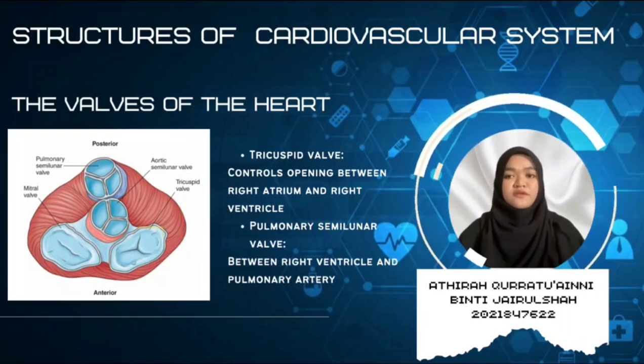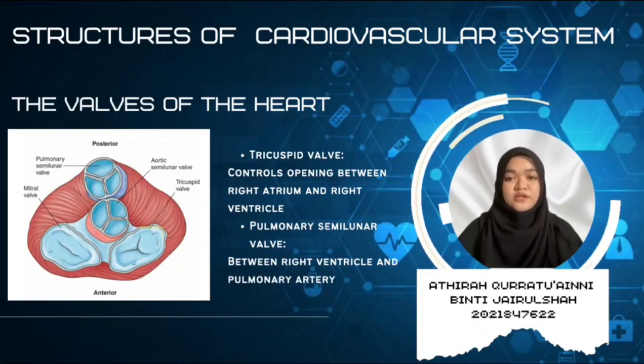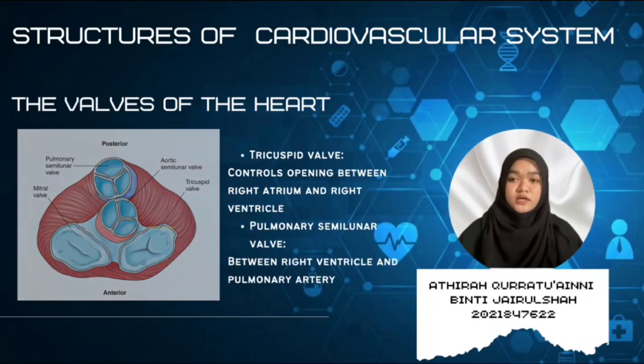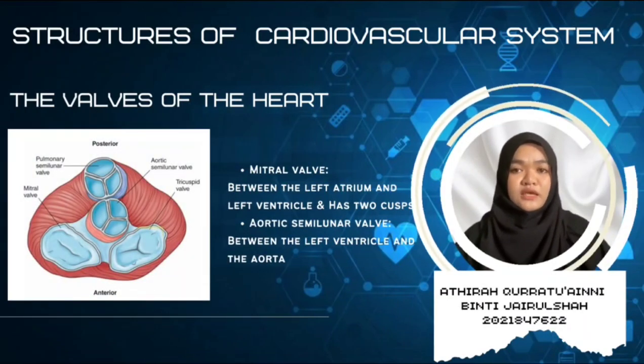The pulmonary valve is located between the right ventricle and the pulmonary artery. Pulmonary means pertaining to the lungs. The mitral valve is located between the left atrium and left ventricle.